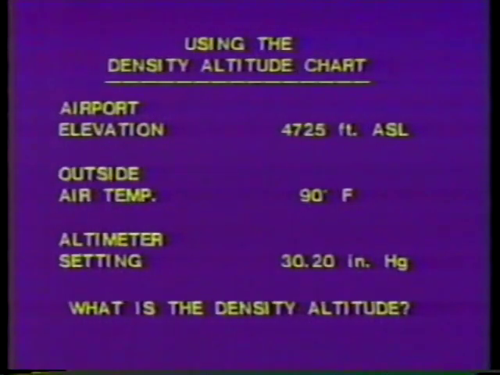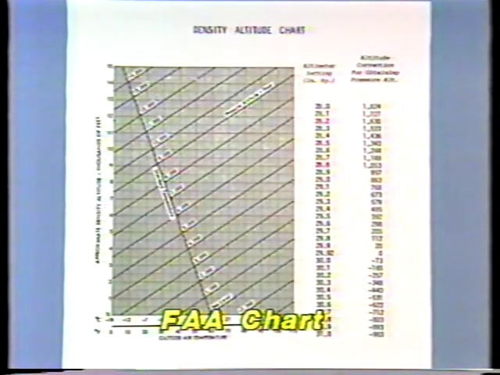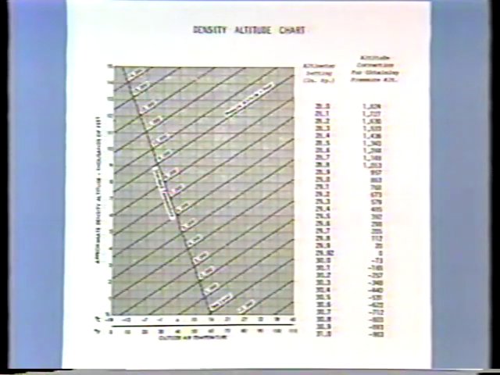Let's try another problem. In this example, the airport elevation is 4,725 feet above sea level. The outside air temperature is 90 degrees Fahrenheit, and the local altimeter setting is 30.20 inches of mercury. With these conditions, determine the density altitude. Again, convert the true altitude to the airport pressure altitude.